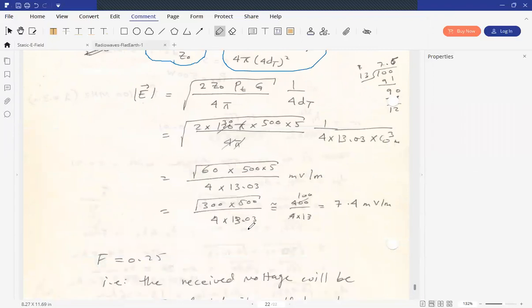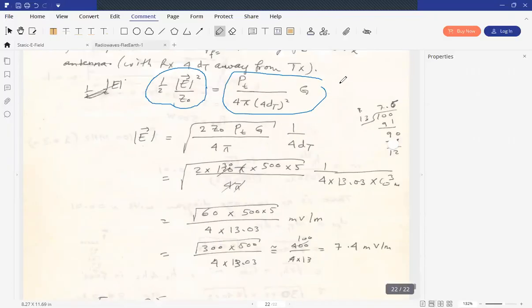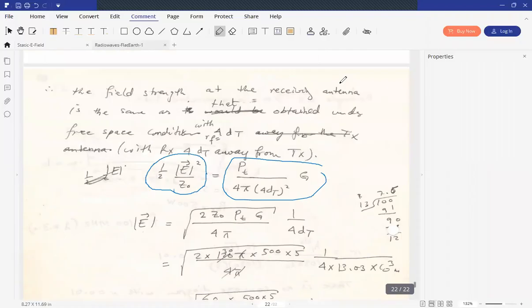We assume we have no losses, no losses at the transmitter, no losses during transmission, right? Which are you speaking about, plain earth or free space? No, free space. In free space, no losses. Yeah, I know. But here in this equation, we do not try to find the power received. This is power density, not power received.